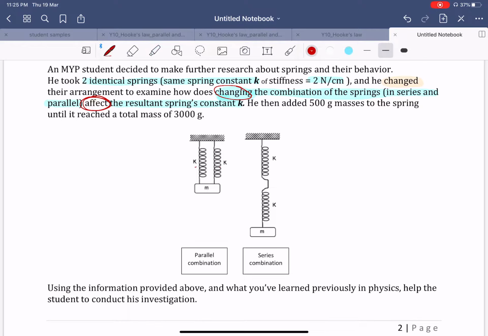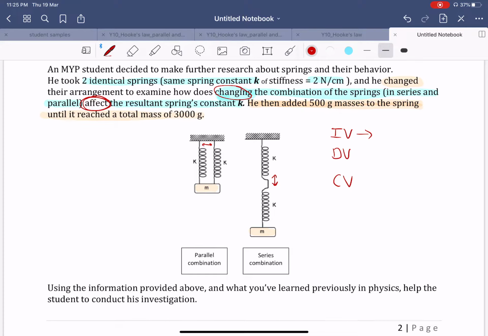So we have two identical springs. We place them in parallel first, so side by side, and then we place them on top of each other next in series. And then we are adding mass, and it's shown here. Added 500 gram masses to the spring until it reached a total of 3000. So this represents the mass that we're adding, and we're increasing the mass 500 gram each time until we reach 3000. So from only these things that I highlighted, I can get IV, DV, CV.